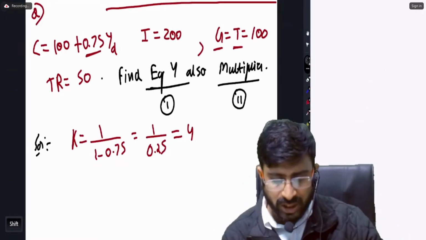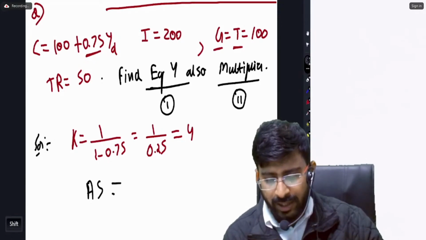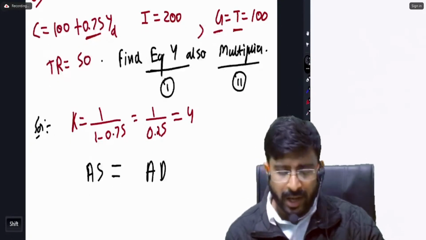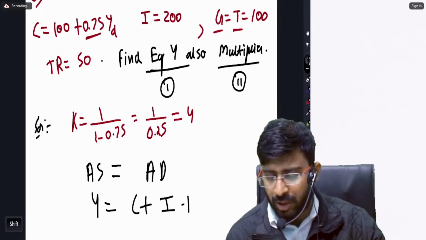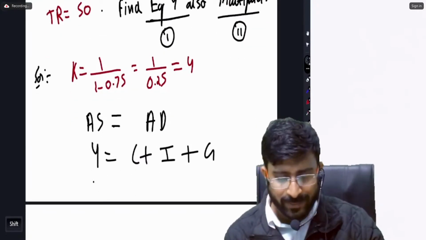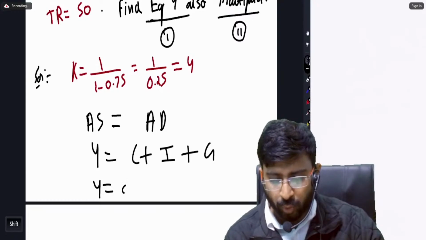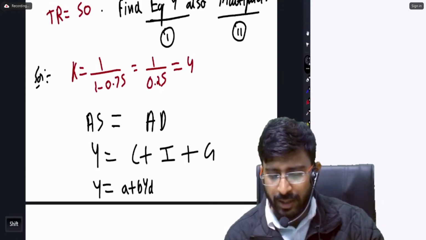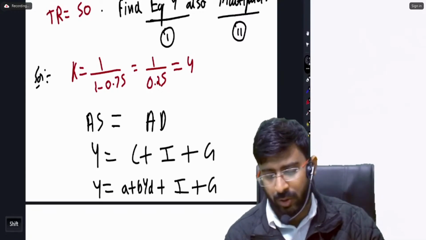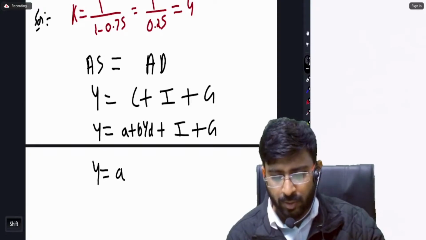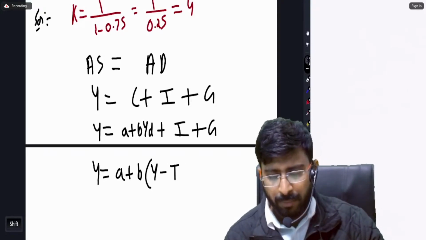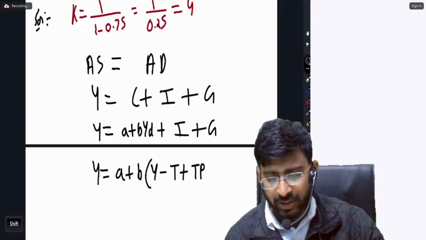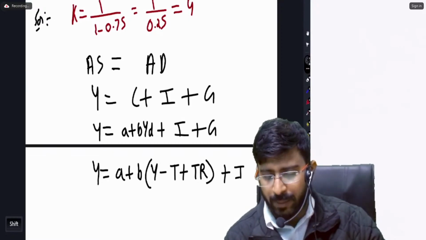Equilibrium level. So see, the format is very simple. Aggregate supply equals aggregate demand, and aggregate supply is also known as national income. Aggregate demand equals C plus I plus G. Yes or no? Then Y equals C, which is A plus B into disposable income, plus I plus G. And what is disposable income? Income minus taxes plus transfer payment, and then I plus G.